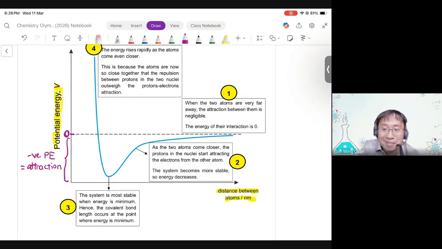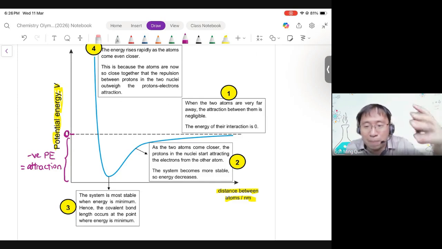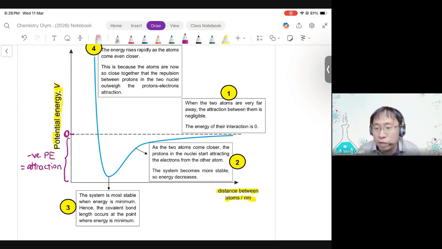So it is not exactly right to say I have 100 joules of GPE. Technically, it's not correct. Because you are actually attracted to the Earth, right? You are attracted by the Earth's gravitational field. And because gravitational force is always attraction, gravitational potential energy is defined to be negative.